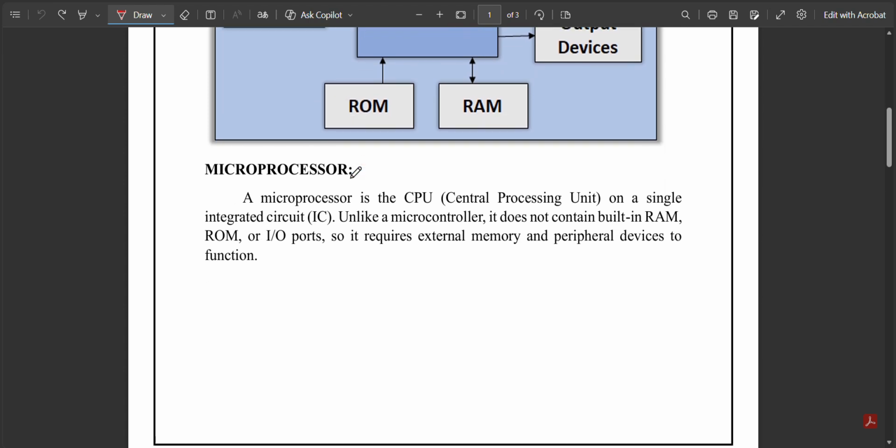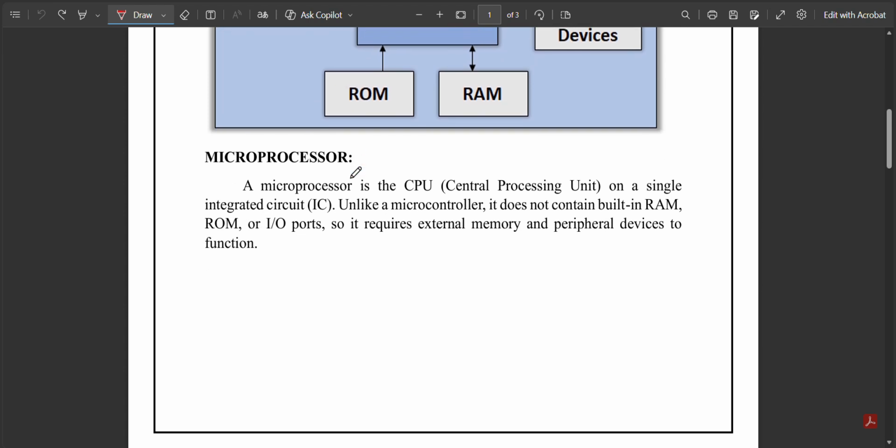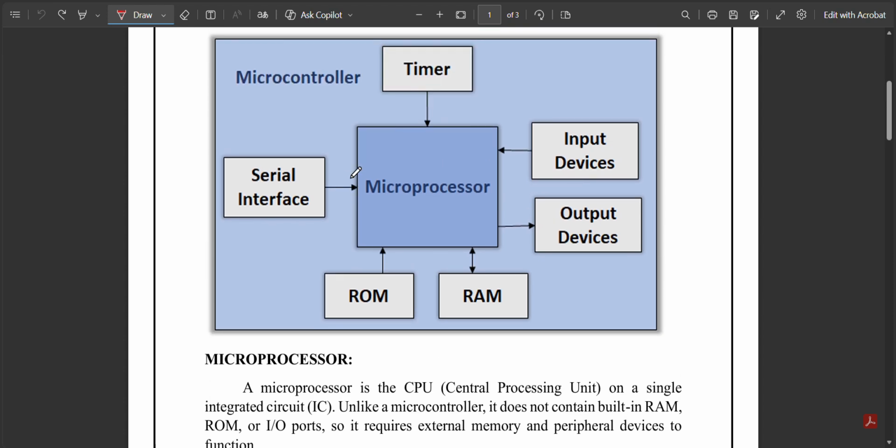A microprocessor is a CPU device. I already said every microcontroller has a microprocessor. So this is the microprocessor. What is this microprocessor going to do here? It's a central processing unit, used to process the data and the instructions. Everything is managed by this microprocessor.